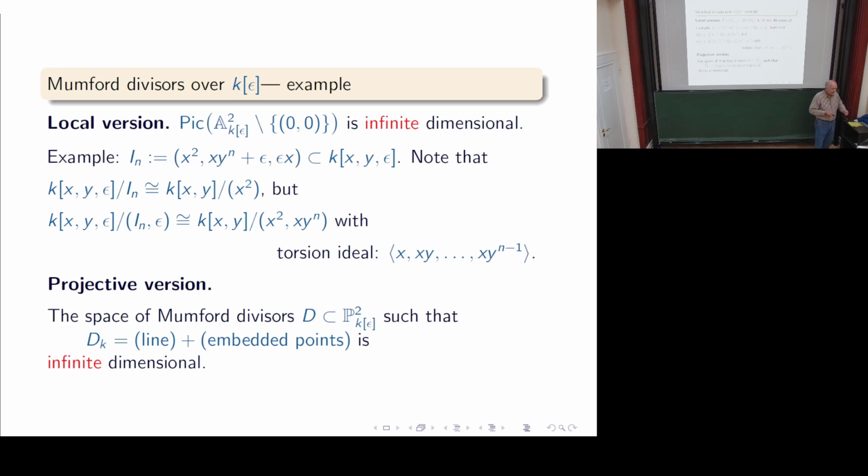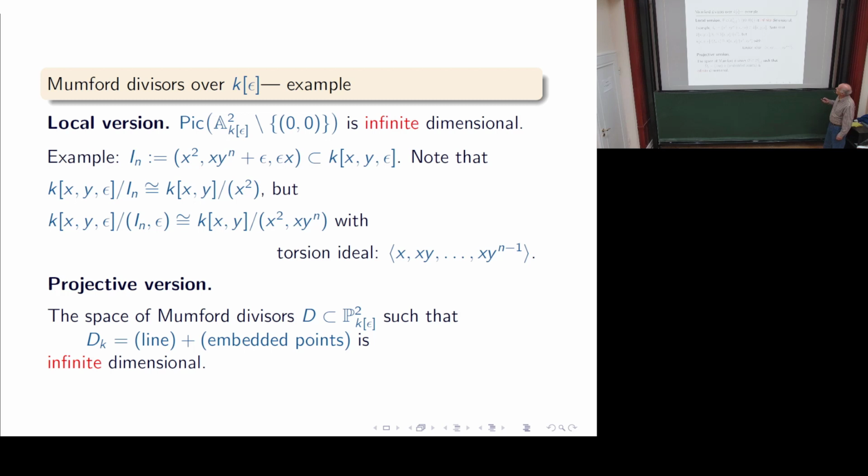The problem here is that, what can be simpler, you take the affine plane and you form it over k[epsilon]. But what can you say about its Picard group? The plane has an infinite-dimensional one. Okay, so this is not good news for us. Let's see how we can get some simple examples. But look at this subscheme.